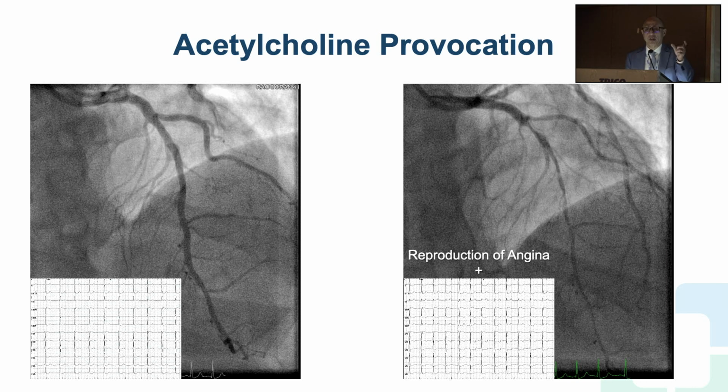Acetylcholine half-life is very short, so the spasm would last for only a few seconds. Typically, when we see that, or if the patient is having pain, we can give intracoronary nitroglycerin to reverse it, but even if we don't, it will resolve on its own within a few seconds.